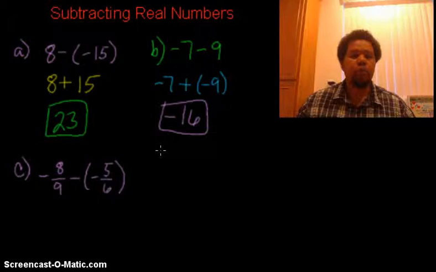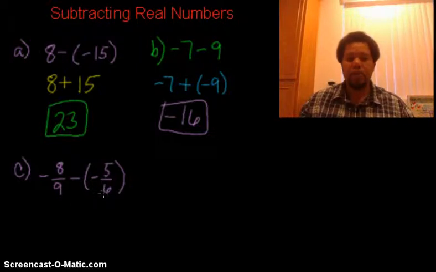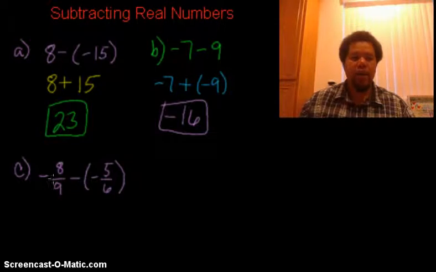Okay, and since we're dealing with real numbers, that includes fractions as well as integers. So here we're going to be subtracting this negative 8/9 and this negative 5/6. But in order to do that, we need to have a common denominator. So since we have a 9 and a 6 as our denominators, we need to find the LCM or the LCD, which is 18. So I'm going to have to multiply each of these fractions by some factor to make the denominator 18.